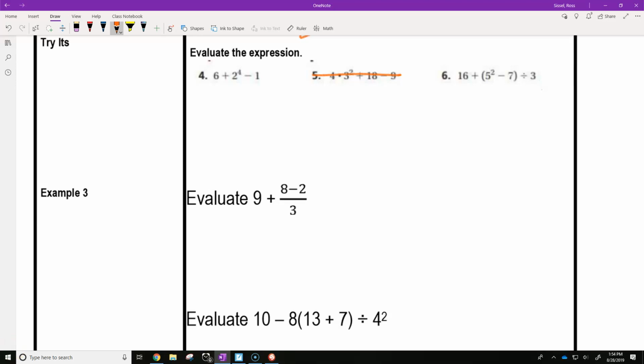Who can explain number 4? 6 plus 2 to the 4th minus 1. Sonny, haven't heard from you for a while. What do you got first? So first, since you have exponents, you do 2 times 2 times 2 times 2, which is 16. You do 16 plus 6, which would be 22, minus 1, which would be 21. Awesome explanation. Any questions on that one?